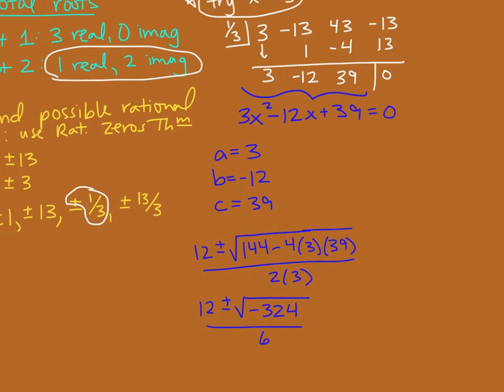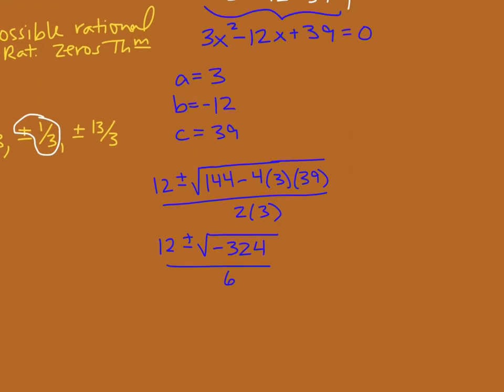324 actually is a perfect square. It's negative, so we'll end up having an i in there. So I will do this in a lighter color here. Okay, when we go to the next line, we'll have 12 plus or minus something all over 6.